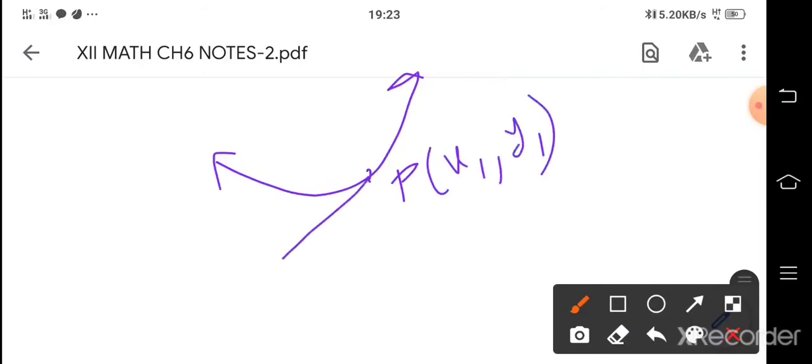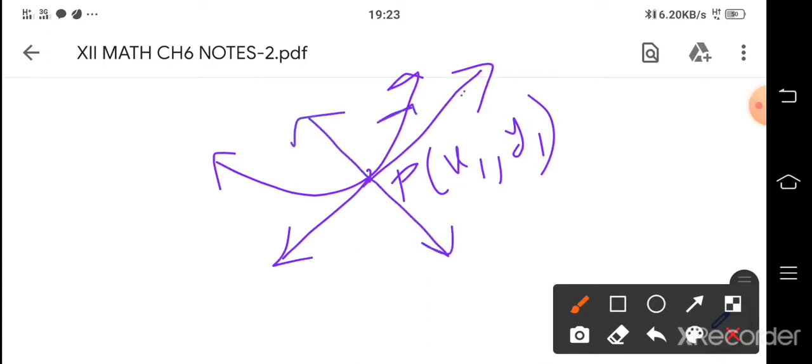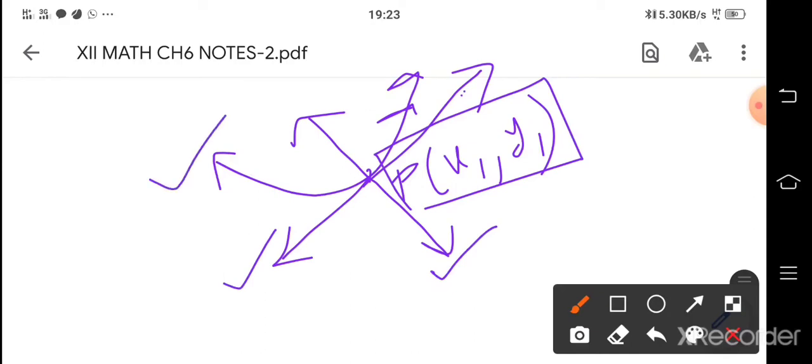This is on the curve. Remember, that point must satisfy the curve equation as well as the tangent equation as well as the normal equation. That means if you substitute this point in the normal, the tangent, and the curve also, it will satisfy all three equations. That's why this is called the point of contact also.